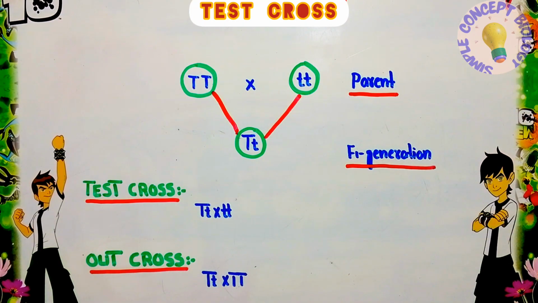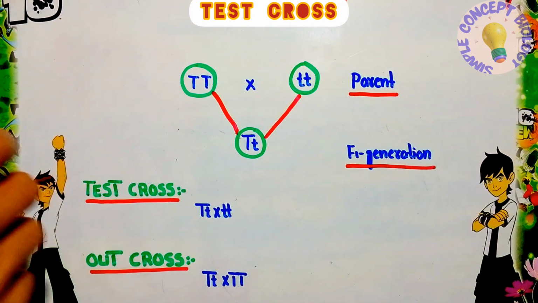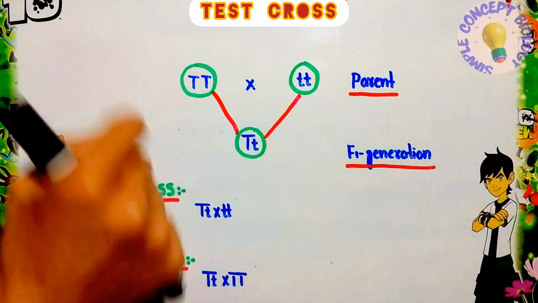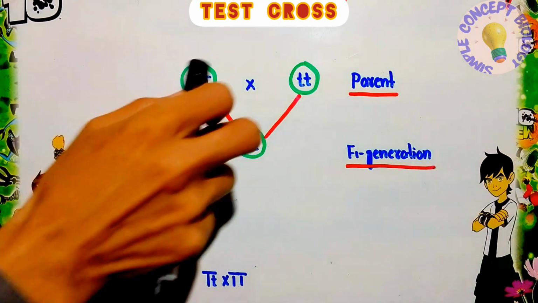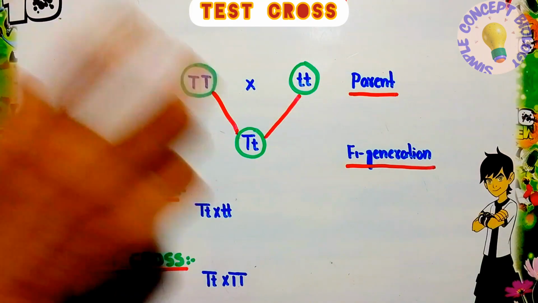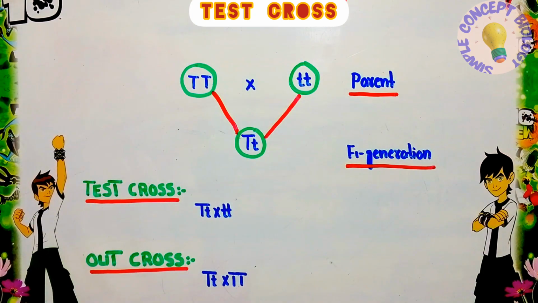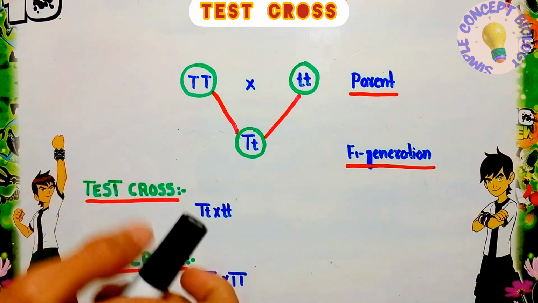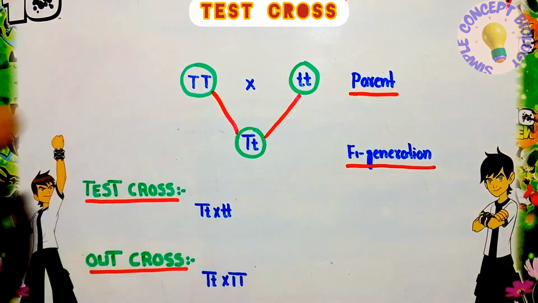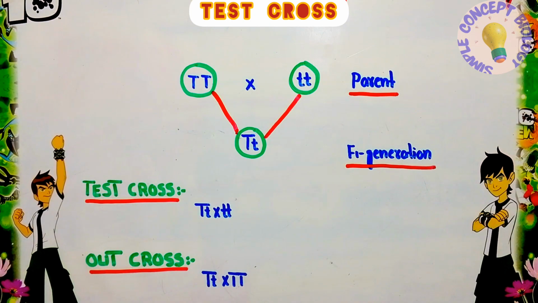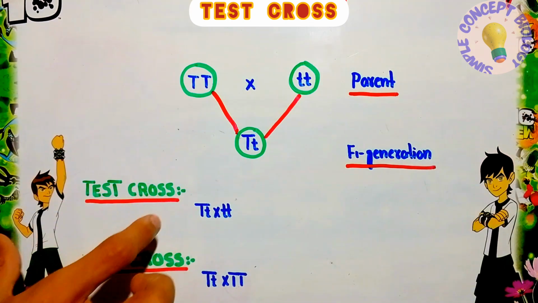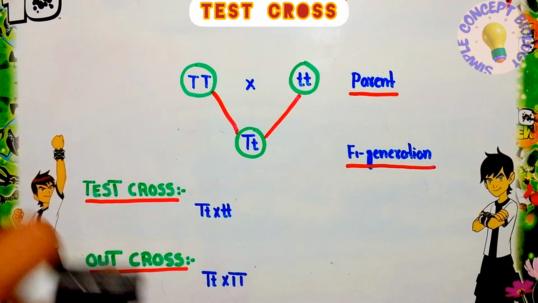Now there is another cross related to the test cross. If we cross the F1 generation offspring with a dominant parent, then we call it an outcross. If we cross the F1 generation with a recessive parent, this is called a test cross. Why is it called a test cross? Because this cross is mainly used to identify, or test, the genotype of the F1 generation offspring. That's why it is called a test cross. Actually the test cross and outcross are both types of back crosses.